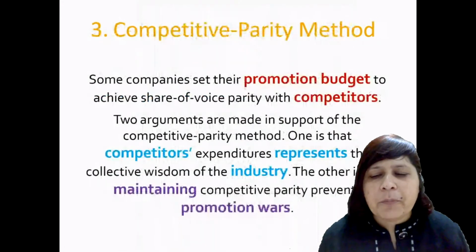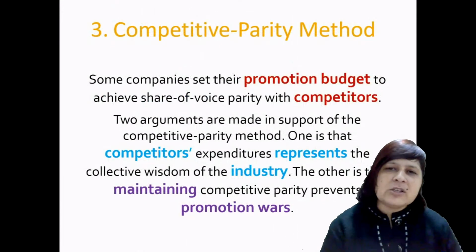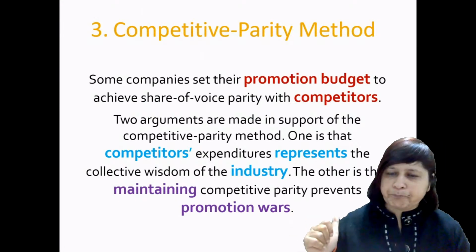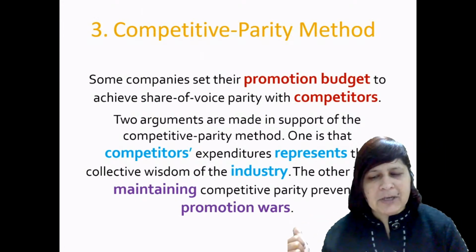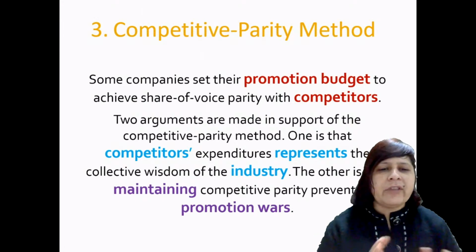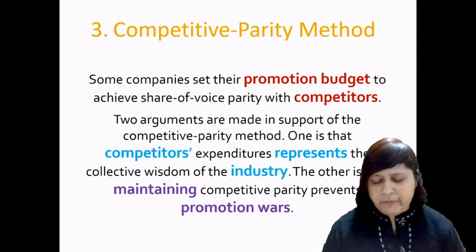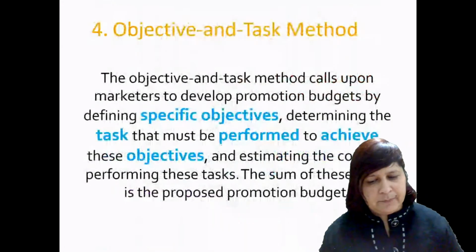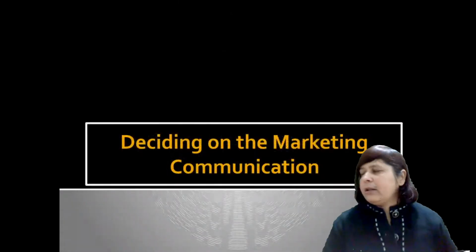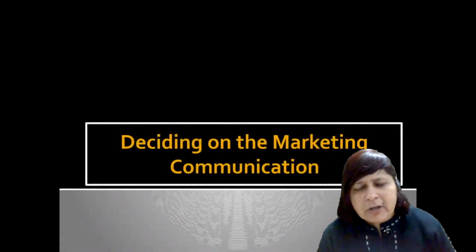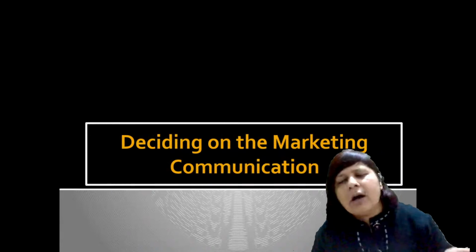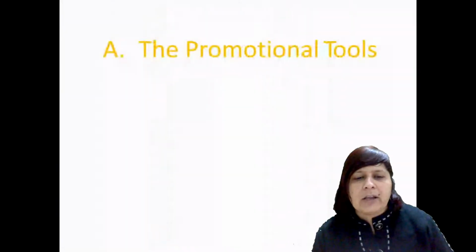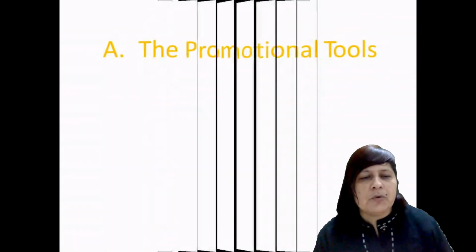Then the competitive parity method. Competitive parity method is when we compare our budget with our competitors' budget, right? Then on the basis of that, when we do this, that is the competitive parity method, right? Then the objective and task method, right? So that depends on the strategies of the company, which method a company opts to decide the budget.